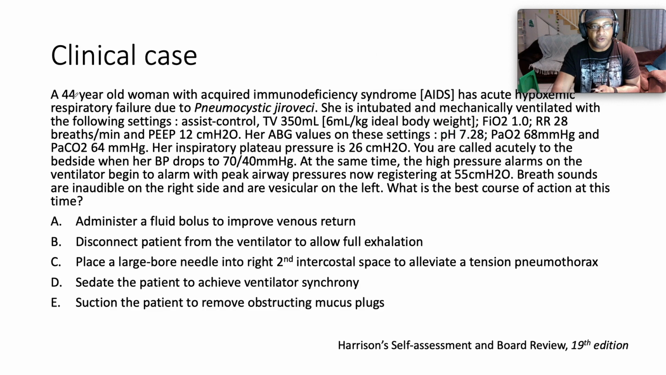We have a 44-year-old woman who comes to you with stage 4 HIV, which is acquired immune deficiency syndrome, AIDS. She has acute hypoxemic respiratory failure due to pneumocystis jirovecii pneumonia. Remember, a combination of hypoxia with low CD4 makes PJP one of your foremost differential diagnoses.